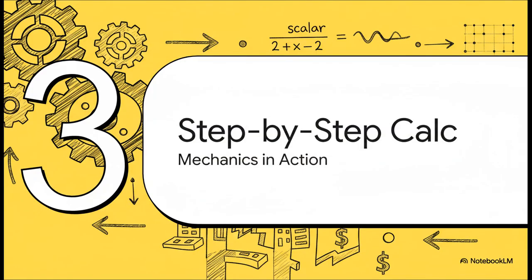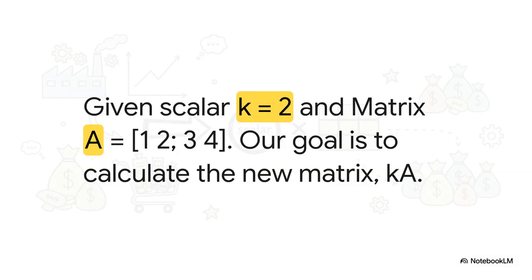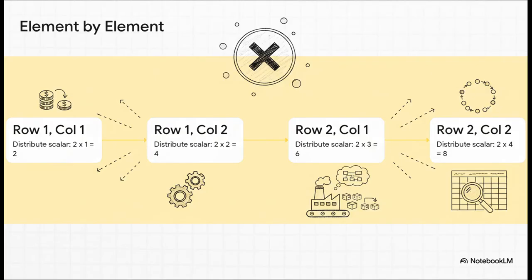Okay, let's move from theory to practice. It's time to walk through a purely mathematical example just to see exactly how this works. We need to get comfortable with the mechanics before we can apply this with confidence in a business setting. Here is our problem setup. Let's say our scalar, which we'll call k, is equal to 2. And our matrix, matrix A, is a simple 2 by 2 matrix with the elements 1, 2, 3, and 4. Our goal here is to calculate the new matrix, which we'll call kA. So how do we do it?